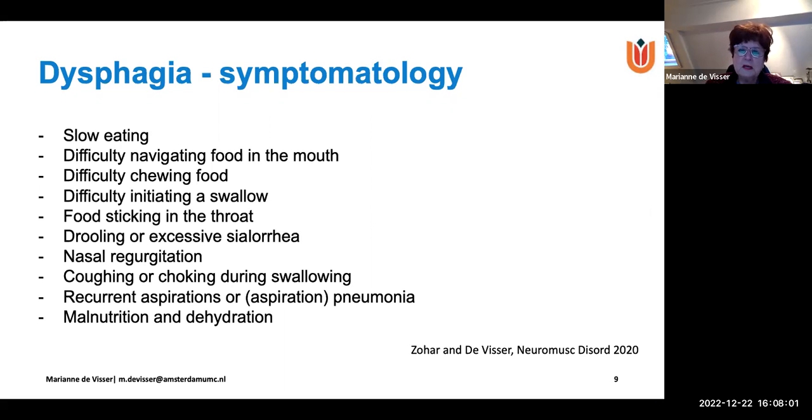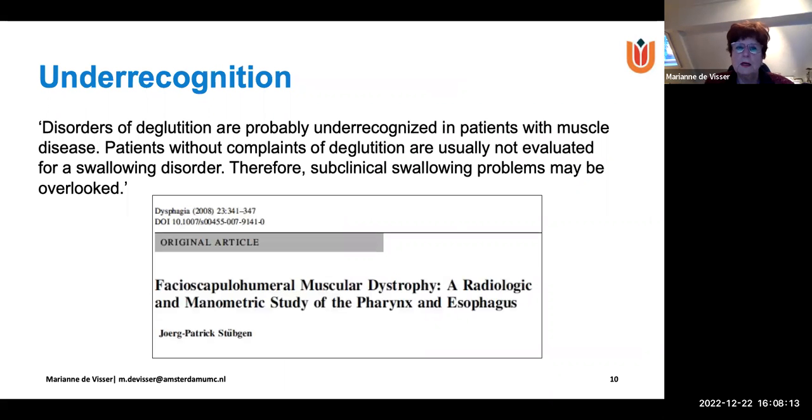Because if this is the case, there is a risk of recurrent aspirations and consequently aspiration pneumonia, and also malnutrition and dehydration. It is not only often under-recognized by the patient, but also by the doctors.